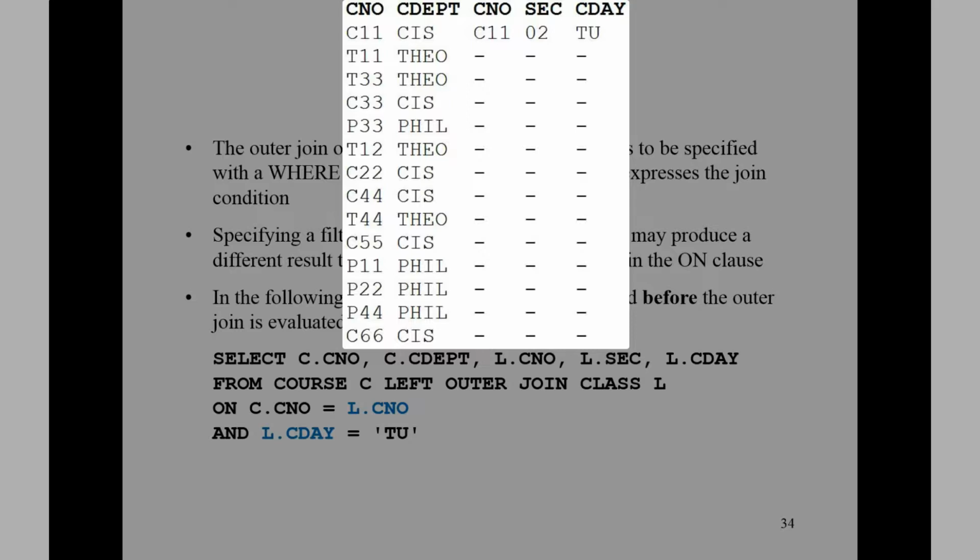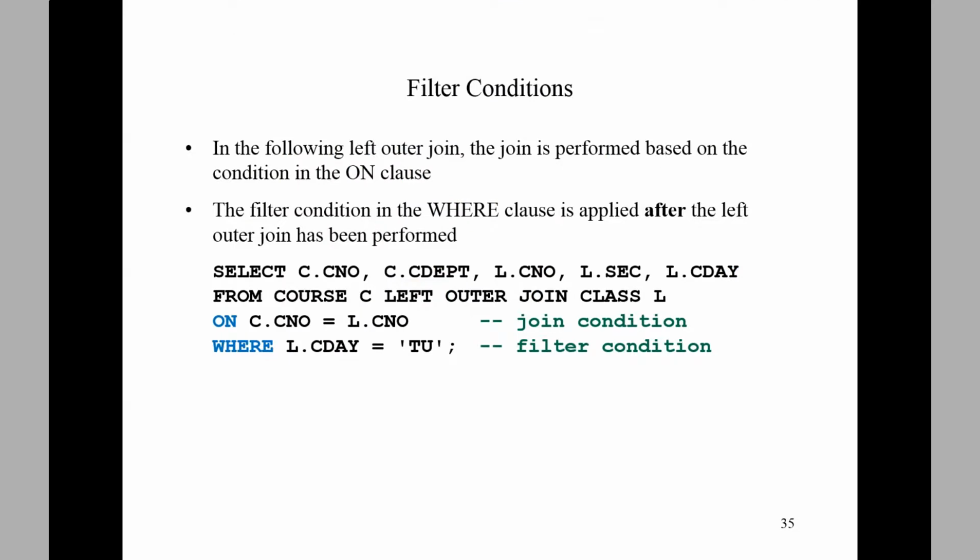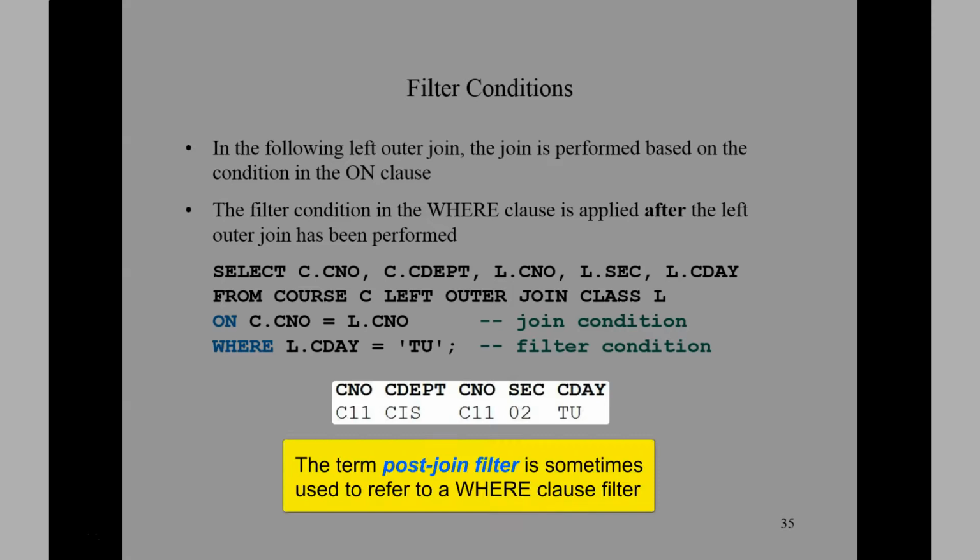This will have a different result on the output. When we modify our query by placing the filter condition in the WHERE clause, the query result is quite different. The result of executing this version of the left outer join produces a single row. The filter is applied after the outer join has been performed.